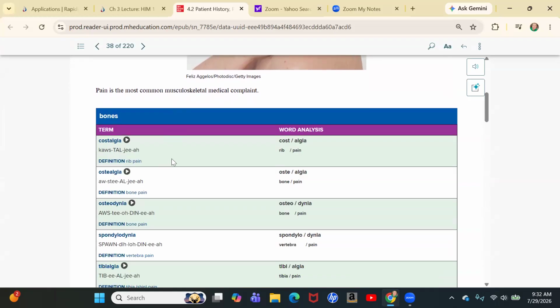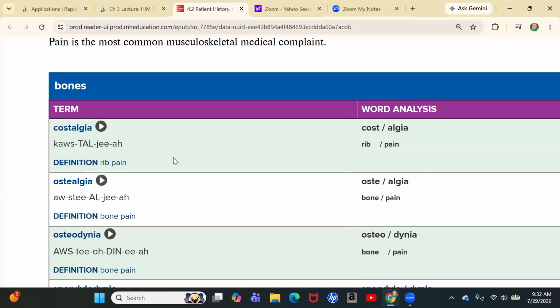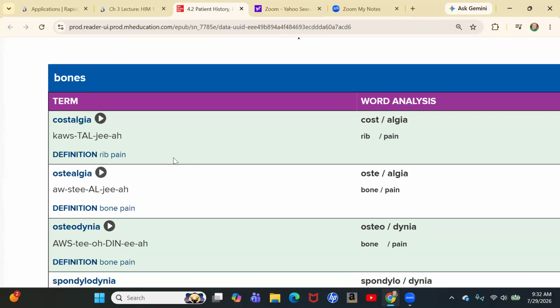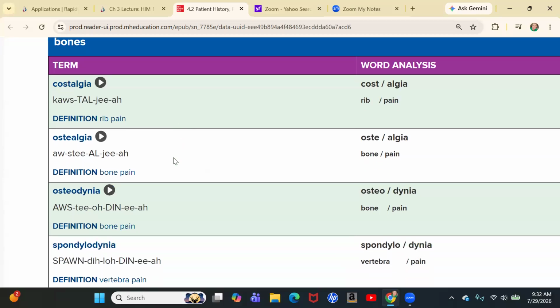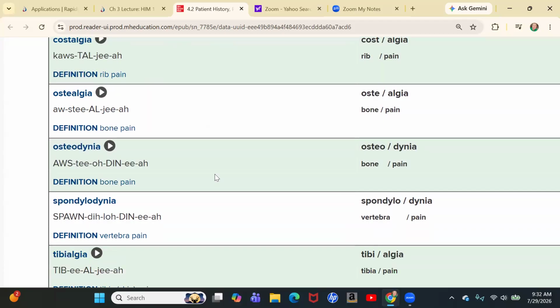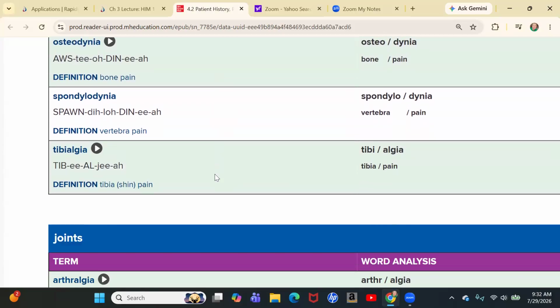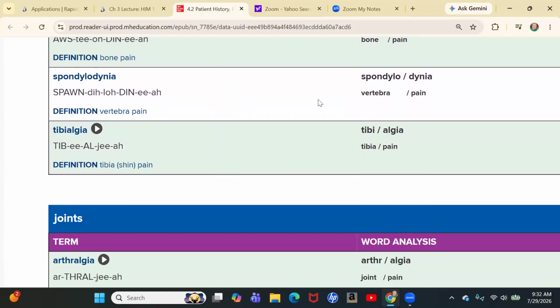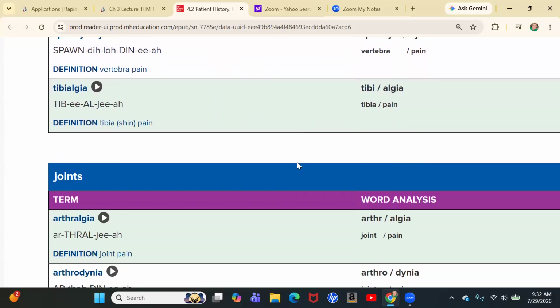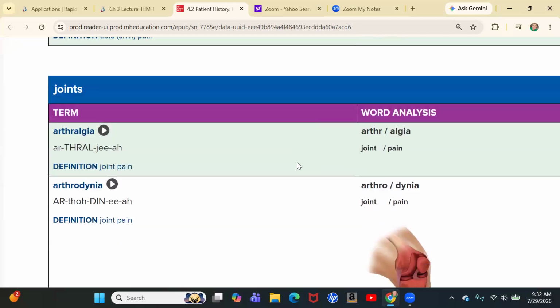So let's go through some of the common terms where there might be pain or issues with the musculoskeletal system. So costalgia, okay, pain in the rib cage area, whether it be muscle or bone. Ostealgia, bone pain. Osteodynia, also bone pain. Spondylodynia, vertebral pain. Tibialgia, pain in the tibia. And if you remember, that is the bone of the lower leg or your shin.